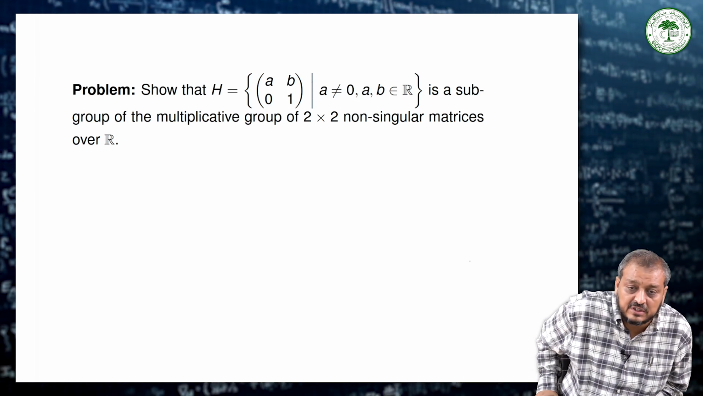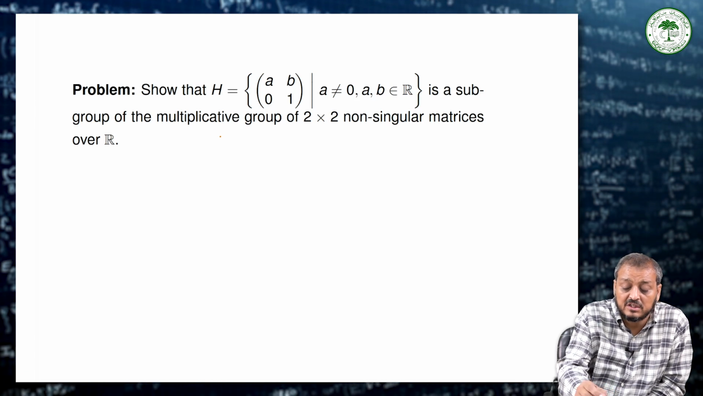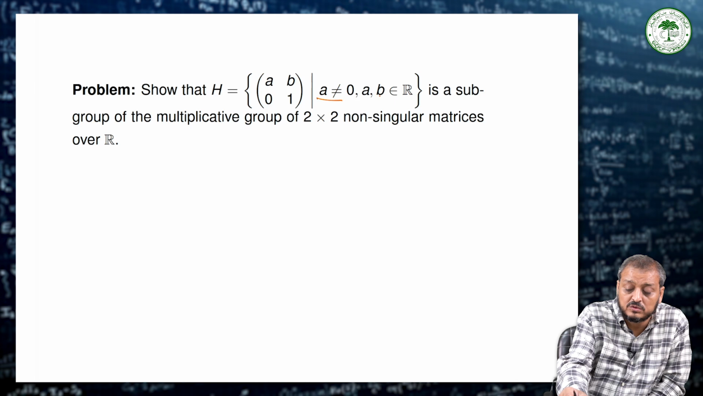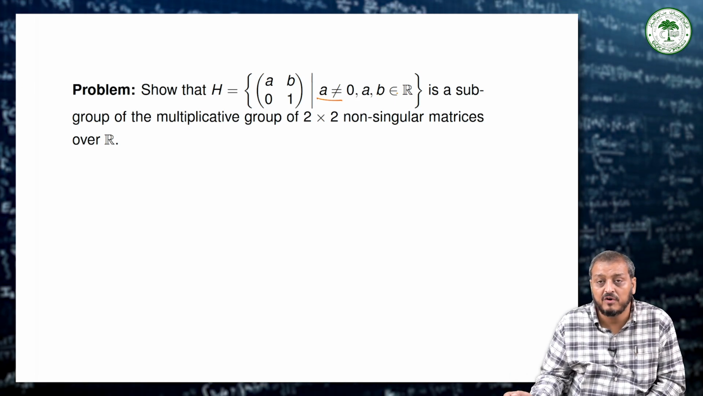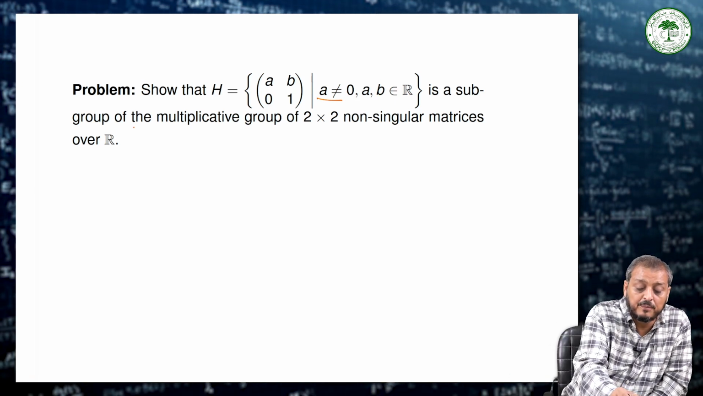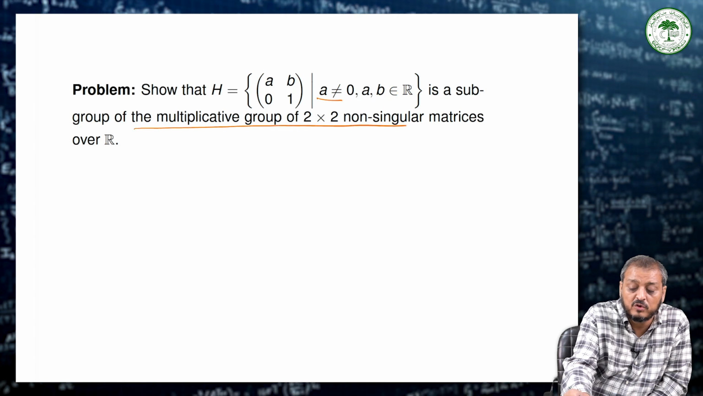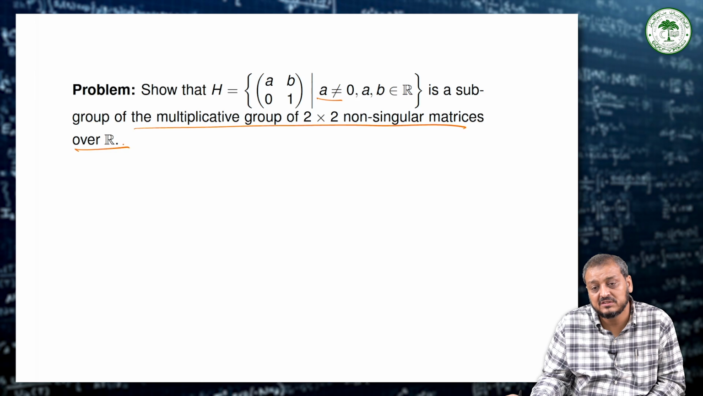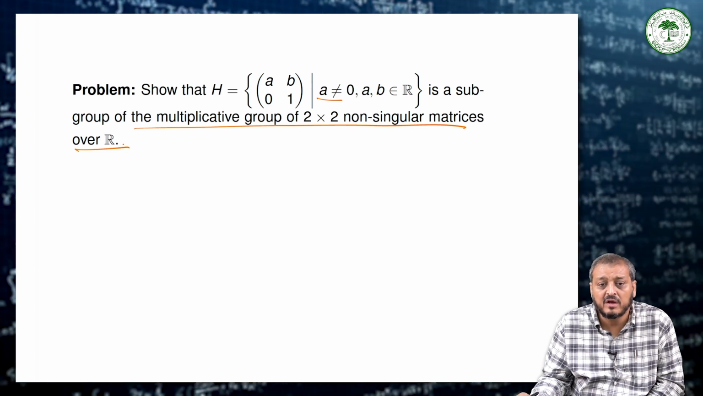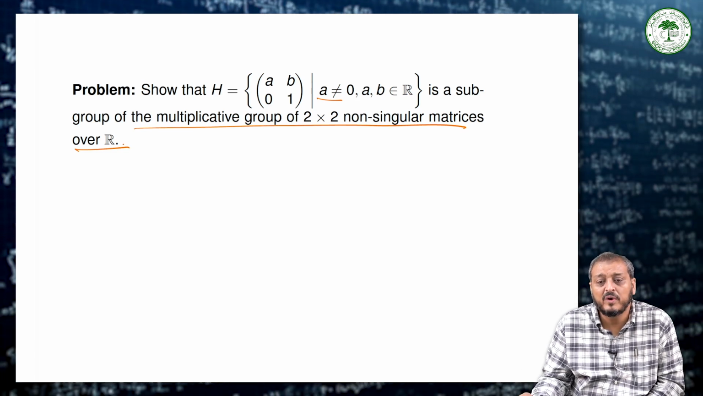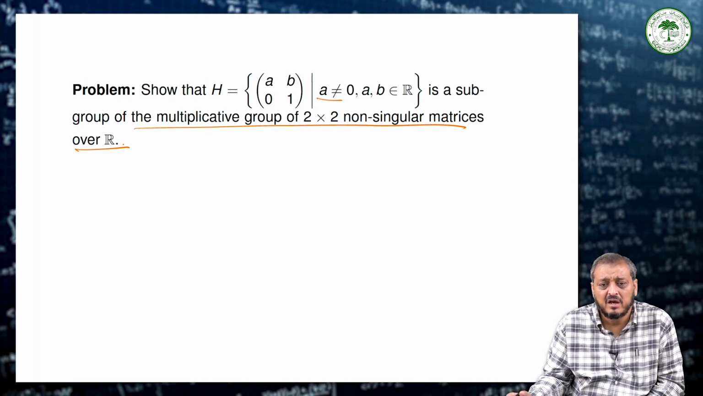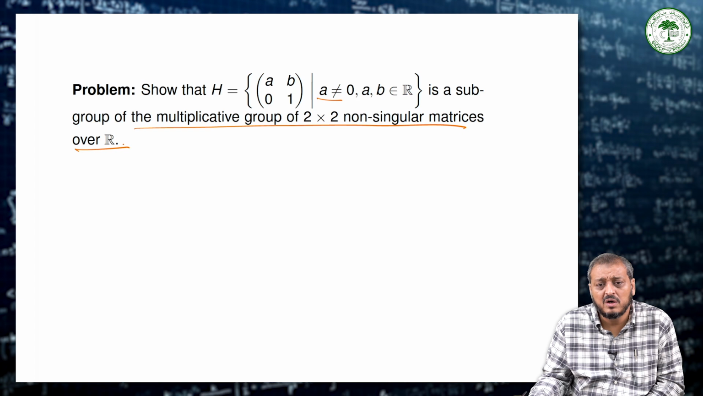Example: we take H as the matrix A, B, 0, 1, where A is not equal to 0, and A and B are elements of R. H is a subgroup of the multiplicative group of 2 by 2 non-singular matrices. We say that this H is a subgroup of the multiplicative group of 2 by 2 non-singular, invertible matrices, that is, a subgroup of GL2R.